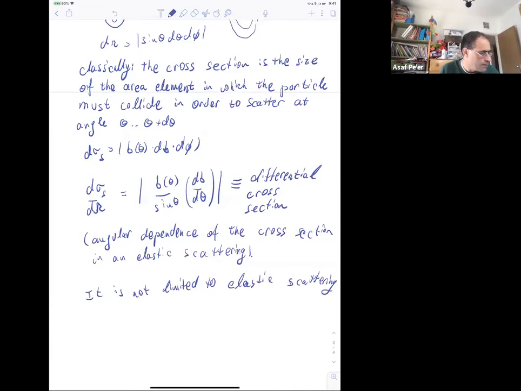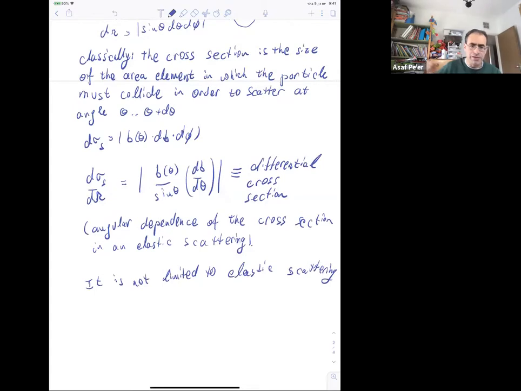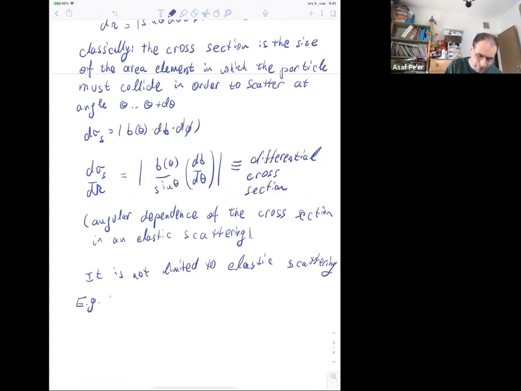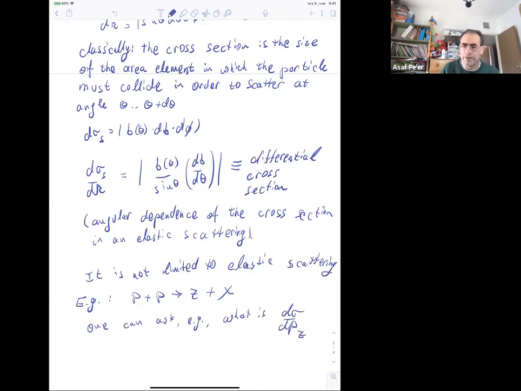For example, if we look at the creation of a Z boson via inelastic scattering, say proton-proton collide and produce a Z plus something else, right? Proton plus proton produce a Z plus whatever, X. We can ask what is the total cross section, or what is the cross section as a function of the momentum of Z? For example, what is d sigma over dp_Z, the cross section as a function of momentum, etc.